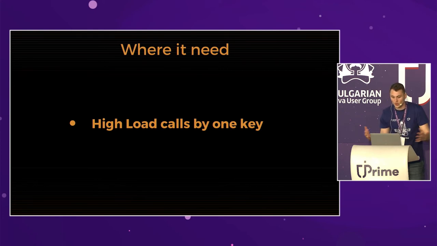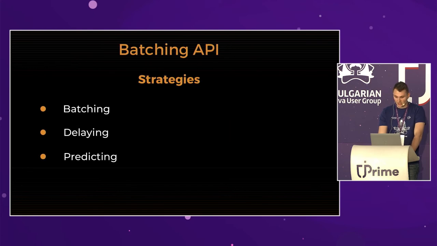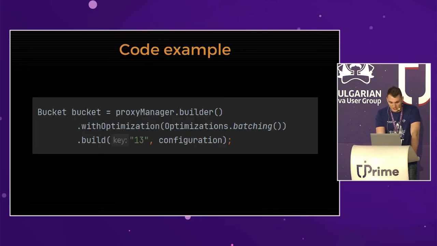So we have only one situation when we should use it: when we have high load calls by one key, to remove the bottleneck from our database. And also we have three types of strategies, but here I will talk only about batching API. So how does it work from the point of view of code? We just, on the stage when we create our bucket, set our strategy of optimization, and this optimization works only on the client side.